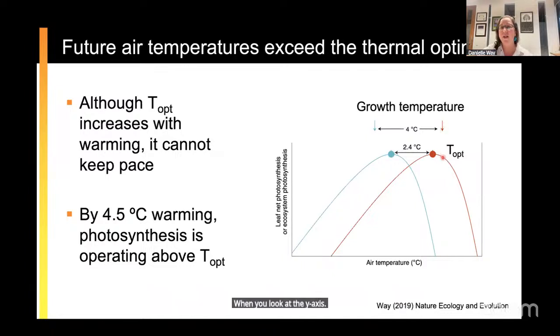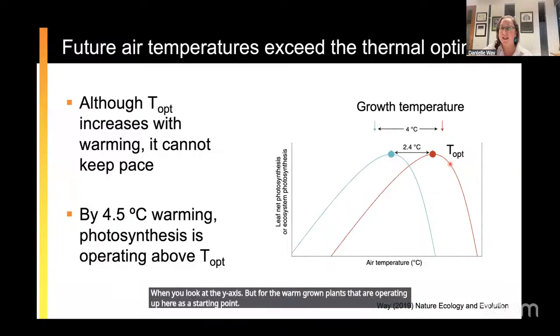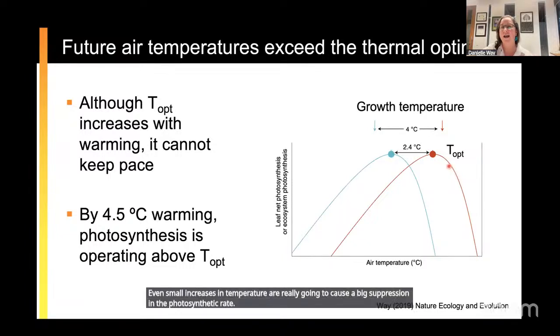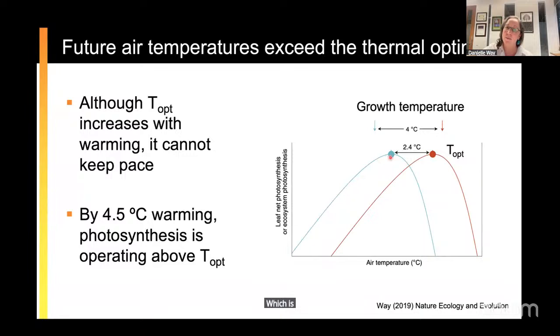But for the warm-grown plants that are operating up here as a starting point, even small increases in temperature are really going to cause a big suppression in the photosynthetic rate, which is why you normally see plants operating below their thermal optimum. So we're pushing them above that in these situations.